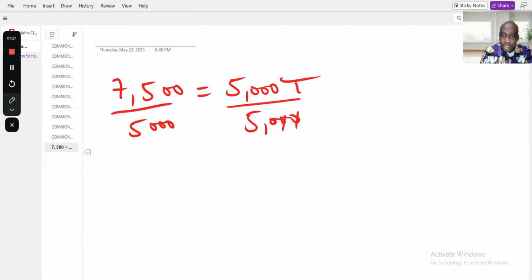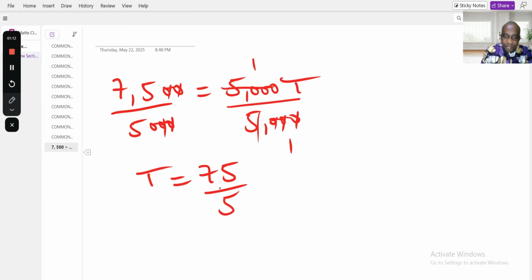Here 0, here 0, here 0. 5,000 cut 5,000. Now 0 here, 0 here, 0 here, 0 here. What remains here is 75 over 5, because 20 has cut off and remains 0. Yes, there's another 0 here.